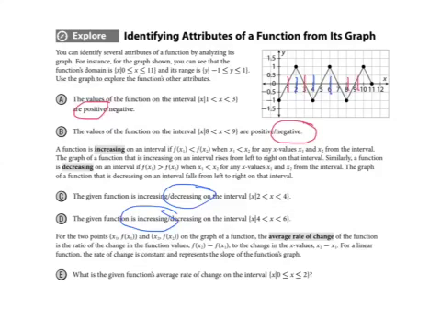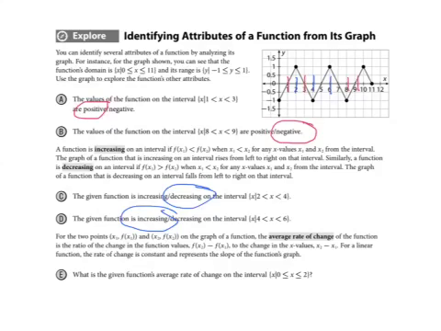For the 2 points x1, f of x1, and x2, f of x2 on the graph of a function, the average rate of change of the function is the ratio of the change in the function values, f of x2 minus f of x1, to the change of x values, x2 minus x1. For a linear function, the rate of change is constant and represents the slope on the function's graph.